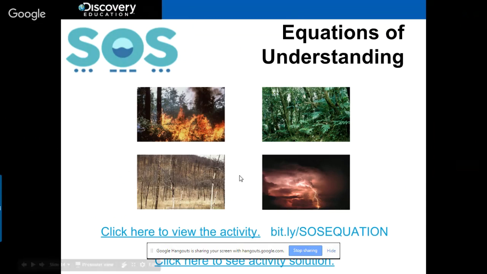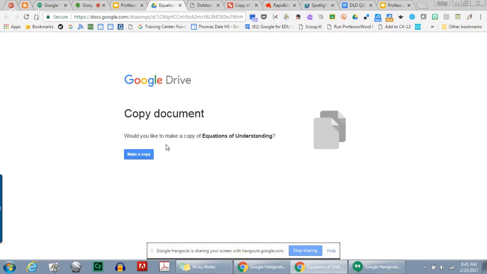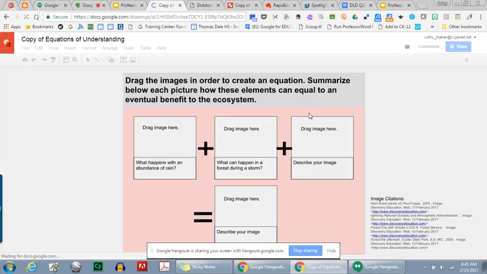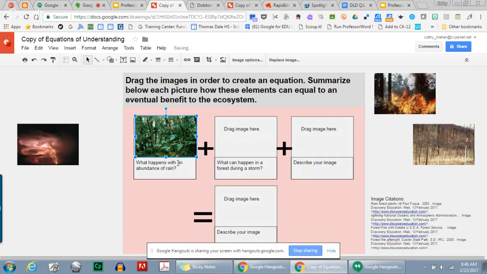So I'm going to show you the initial activity. So this will help you visualize this, and you'll be prompted to make a copy. And you can see here, I've used a Google drawing, and students would drag the images where they feel they would like to put that order. So how does this work? And I have put some clues here. What happens with an abundance of rain? So they could literally just drag the image and then answer the question.